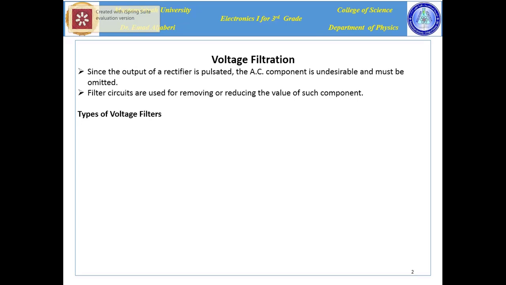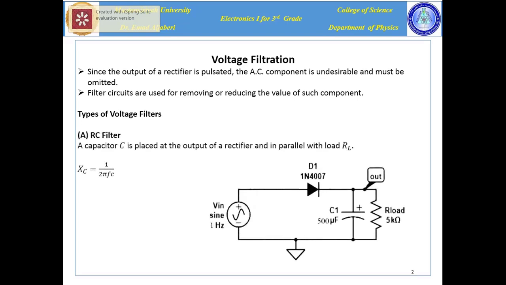Usually, three types of voltage filter are used. The first one is called the RC filter. As shown in this figure, it is composed of a capacitor and a resistor connected in parallel with the output of the rectifier. That means the output of the rectifier is the input for the RC circuit. The impedance X sub C is represented by this equation, which is equal to the reciprocal of 2 pi times F C.